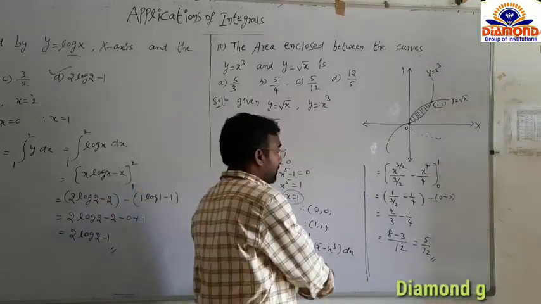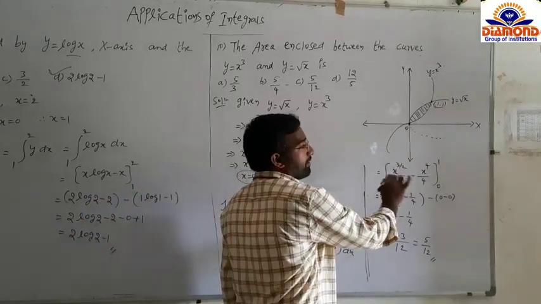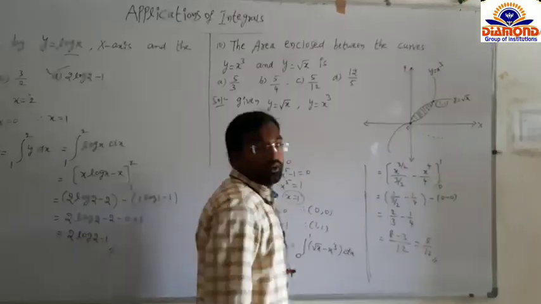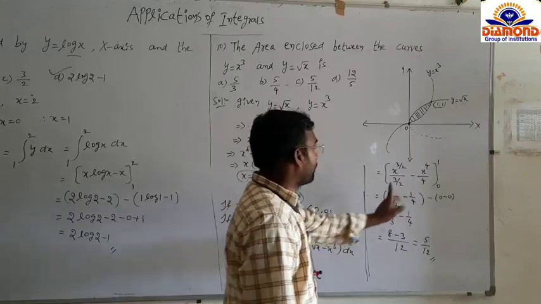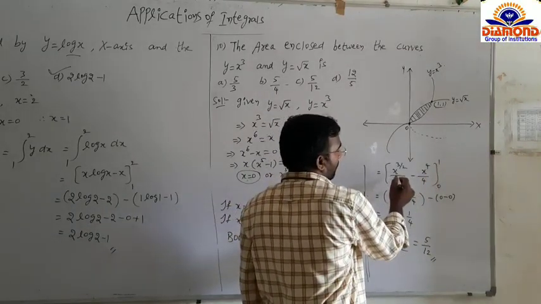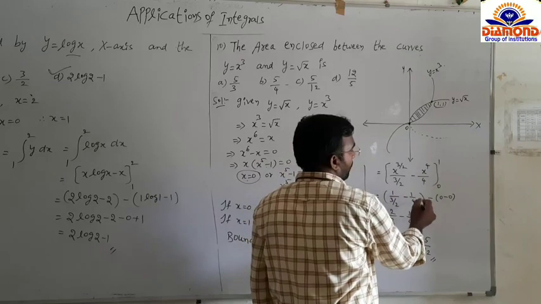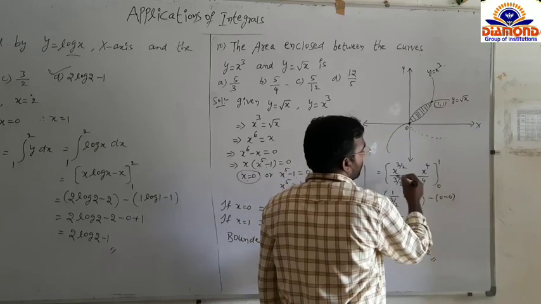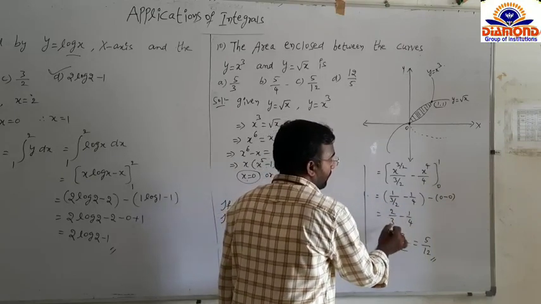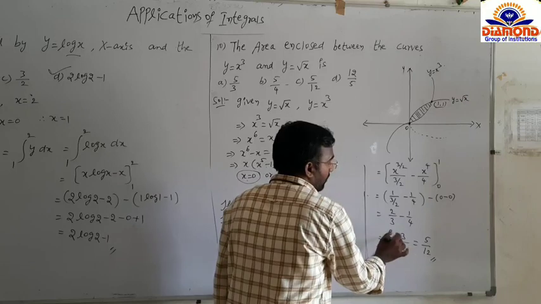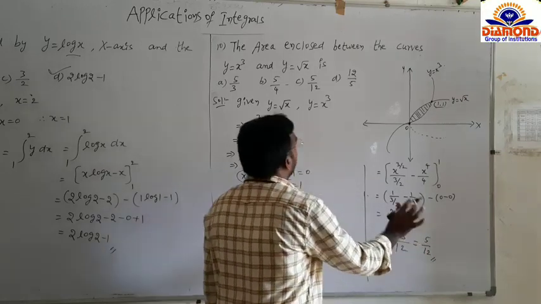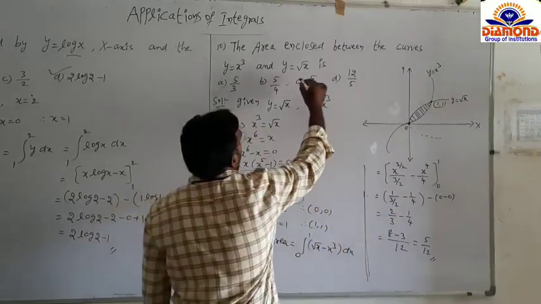So root x integrates to x power 3 by 2 divided by 3 by 2, minus x cube integrates to x power 4 by 4. Limits are 0 to 1. First substitute the upper limit: in the place of x substitute 1, you get 1 by 3 by 2 minus 1 by 4, minus the lower limit, which is 0 only. So 1 by 3 by 2 is nothing but 2 by 3, minus 1 by 4. The LCM of 3 and 4 is 12. So 4 into 2 is 8 minus 3. Answer is 5 by 12. So 5 by 12 is option C.